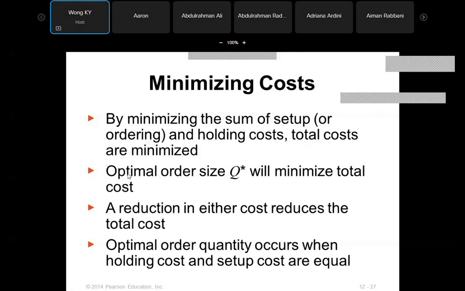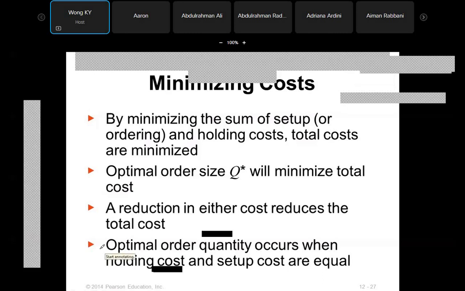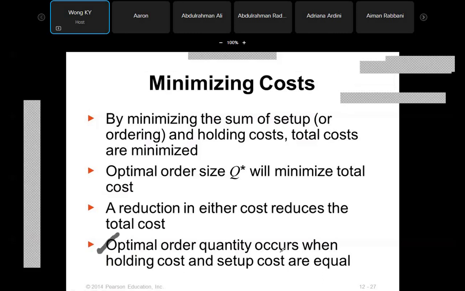Okay, and second, the optimum order size Q star is the best order quantity that will minimize the total cost. And then the third point I think is a repetition of the first point. A reduction in either cost reduces the total cost. Okay. The fourth point is the most important. The optimum order quantity occurs when the holding cost is equal to the setup cost or ordering cost.